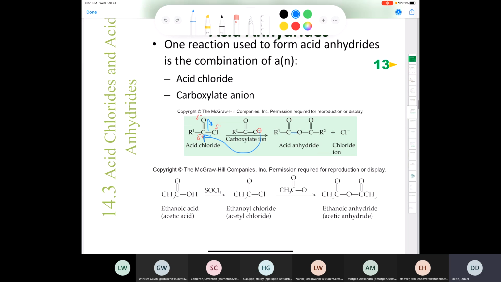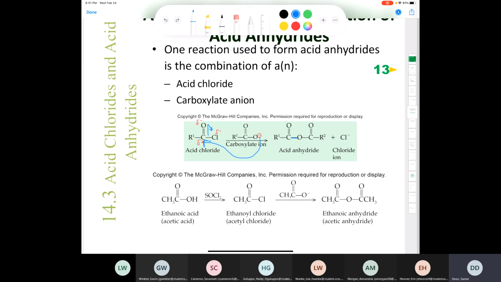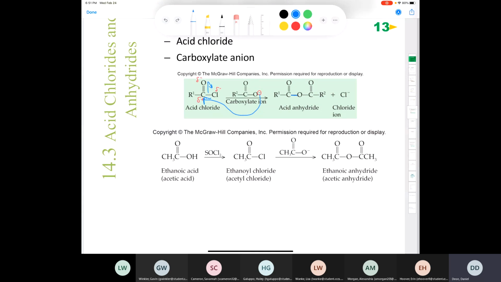Good. Well, you might be wondering, how would I make an acid chloride? There is a way, and it's shown here one time. You take a carboxylic acid and you treat it with SOCl2, which is called thionyl chloride. It's just a reaction we can use to make the acid chloride. Then you would treat it with the carboxylate, same old thing. The negative charge on the oxygen is going to be attracted to this carbon here, the chloride is going to leave, and you end up with the acid anhydride and the chloride ion.